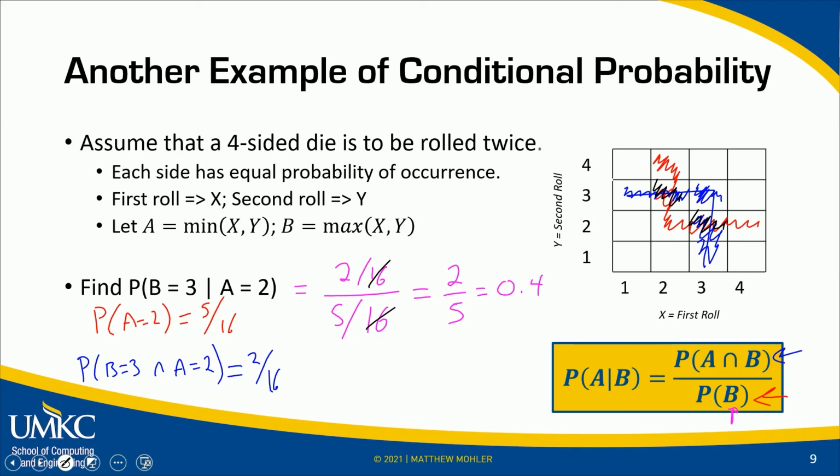So in this case, what we've shown with conditional probability is that if we know that the minimum of these 2 rolls is equal to 2, there's a 40% chance that the maximum is equal to 3.